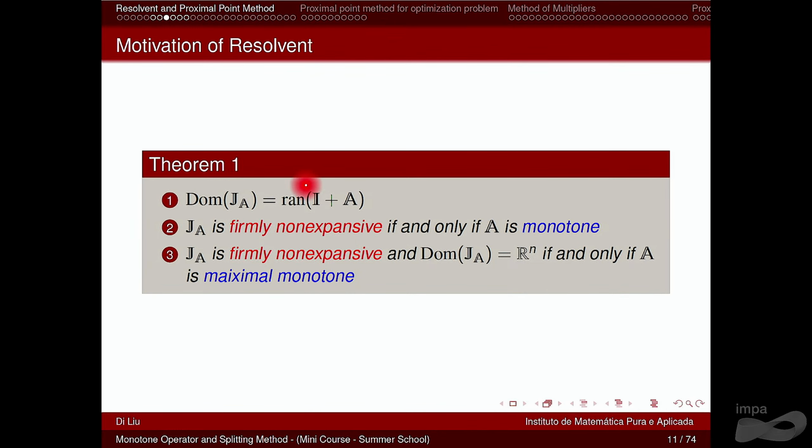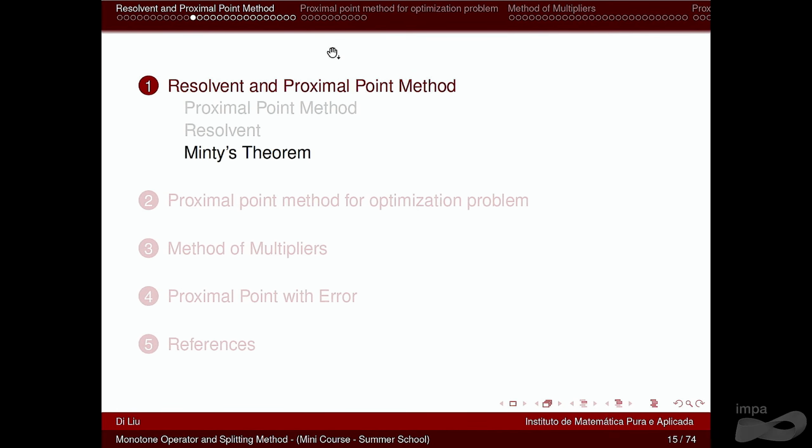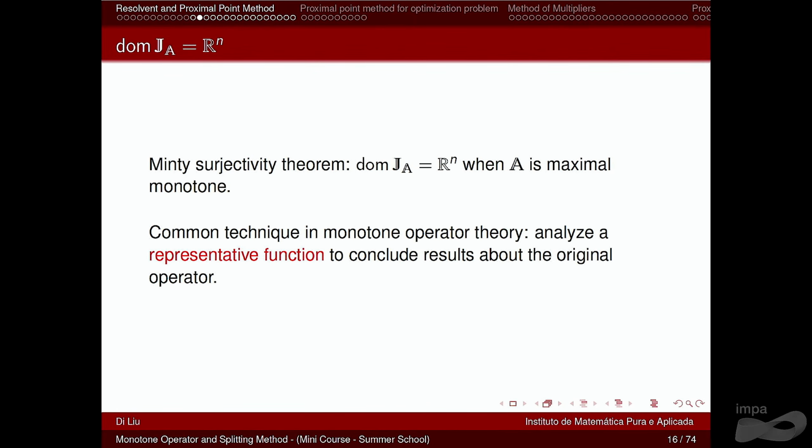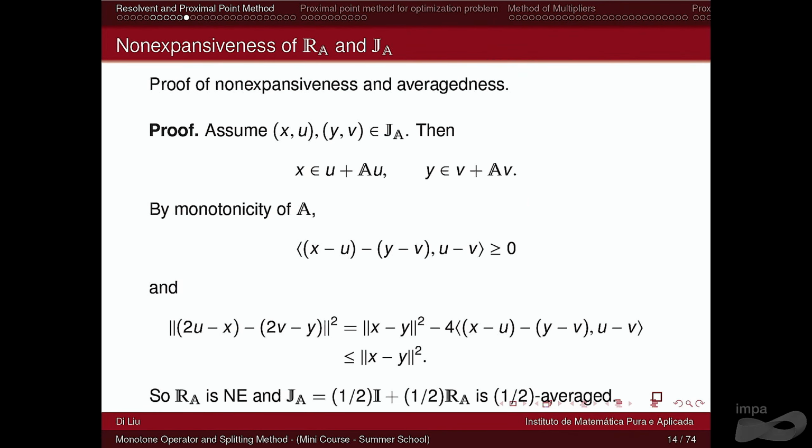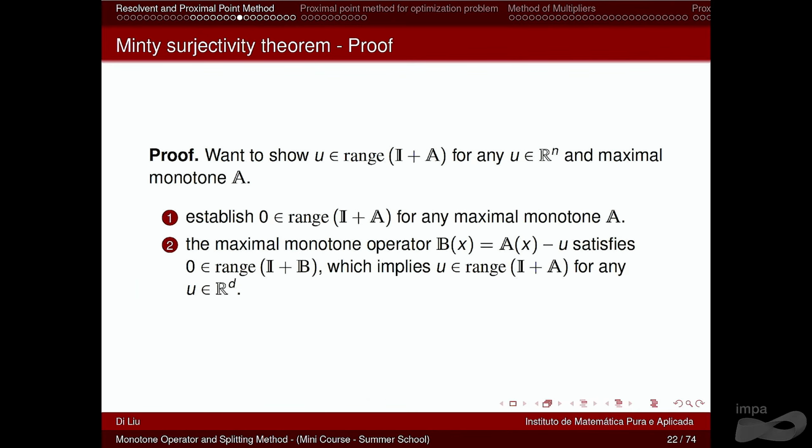Next, we will prove the second part. Actually, it's the third part, but I call it the second part because the first one holds automatically. So next we go to the Minty surjectivity theorem. The Minty surjectivity theorem says that the domain of the resolvent is the whole space if operator A is maximal monotone, which is quite important. For example, we can see an application first.